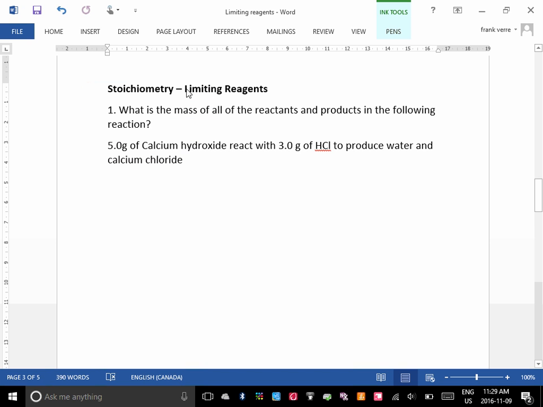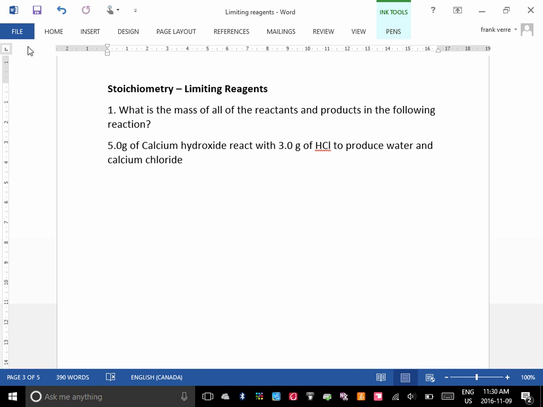So ladies, what we're going to do is talk about limiting reagents. Right now we're in the section in chemistry where we're dealing a lot with chemical reactions, but also with numbers, trying to predict the amount, the mass, of reactants and products. That branch of science is called stoichiometry, where we look at reactions and try to predict the mass of things based on molar ratios.